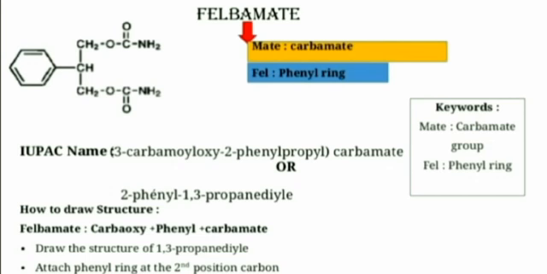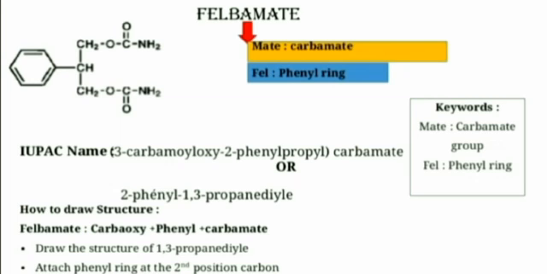The IUPAC name of felbamate is given in two ways. First we will see the first IUPAC name: 3-(carbamoyloxy)-2-phenylpropyl carbamate, or 2-phenyl-1,3-propanediol dicarbamate. This name is given according to the IUPAC nomenclature.